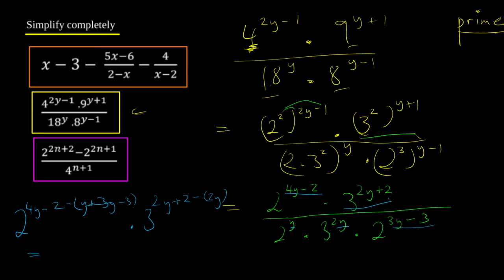So 3y plus 3y is 4y, and 4y minus 4y is just 0. Minus 2 minus minus 3 is 1, so we'll have 2 to the power 1. And here we have 2y minus 2y, that zeroes out, and 3 to the power 2 is just 9. Okay, which means we are left with 18 as our final answer.